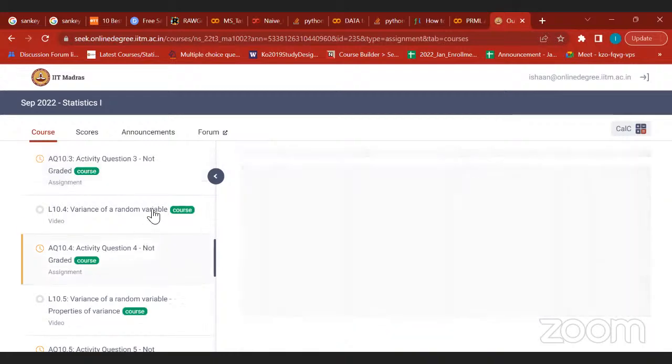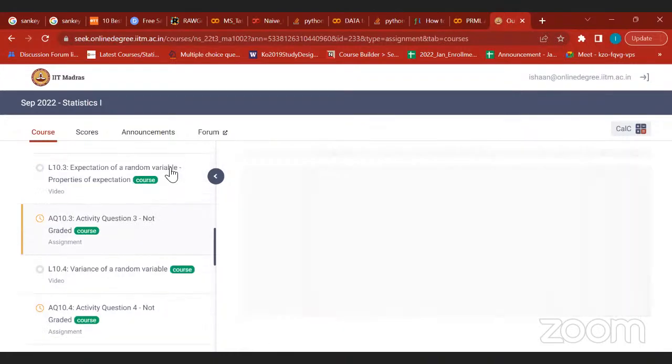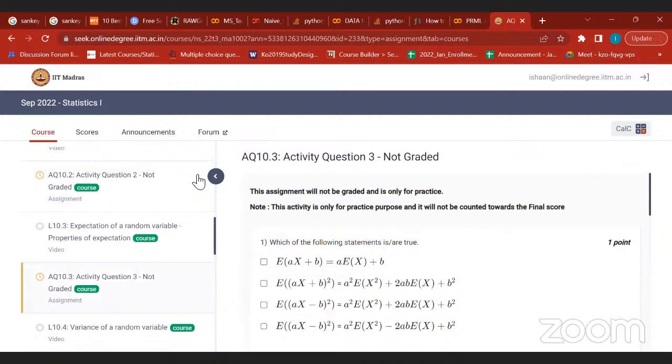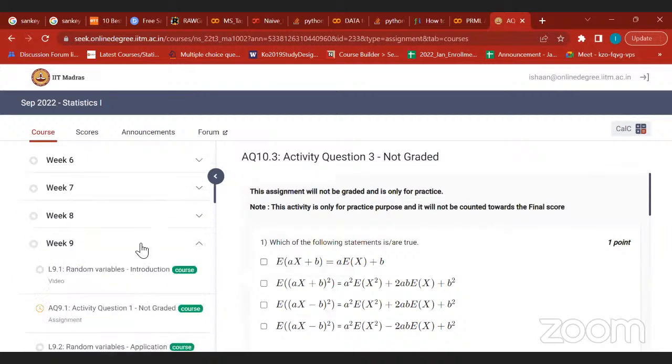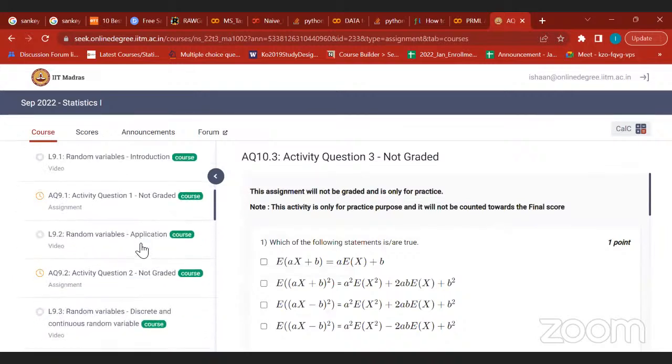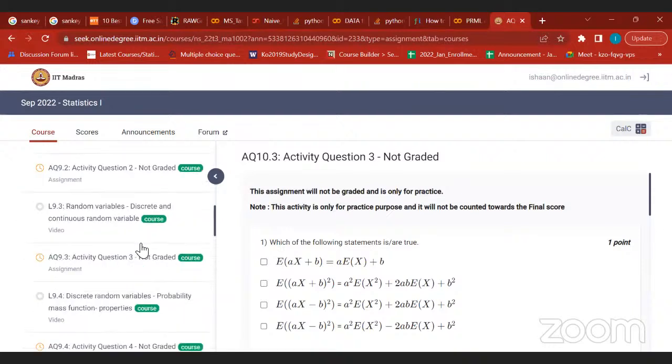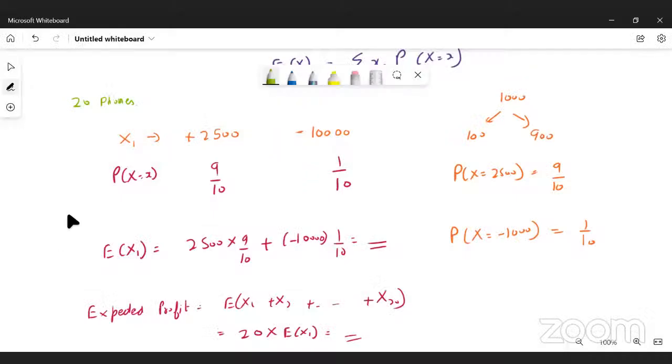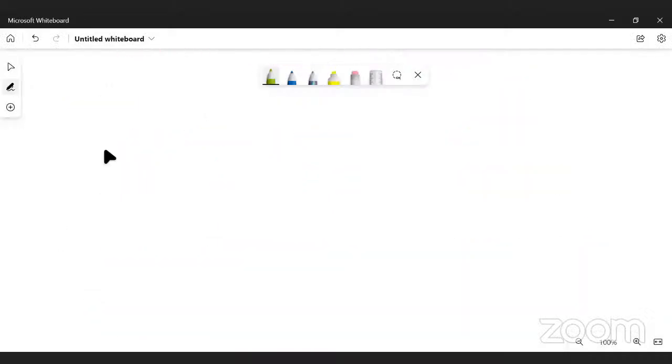Can I ask a week 9 topic? Yeah, sure. In week 9, I want to understand CDF. I don't understand CDF. PMF, I understand. Where to use it? Okay, let me just write it down.